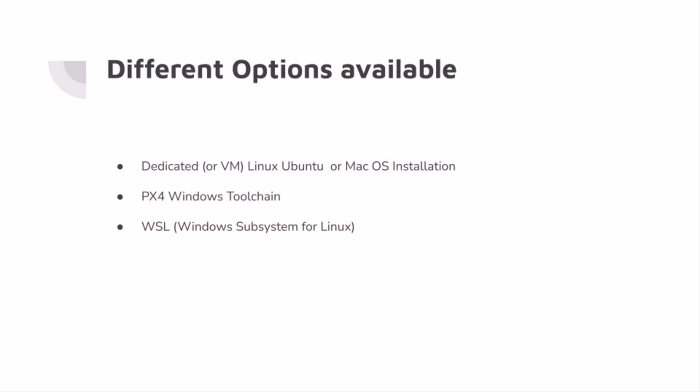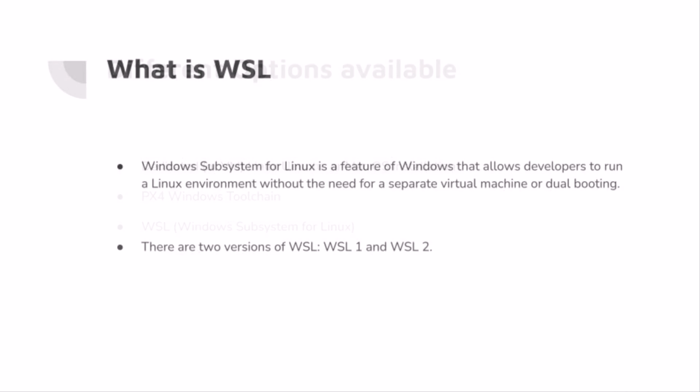But the most modern and newer method is WSL, Windows Subsystem for Linux. So what is WSL? Basically, WSL is a virtual environment or subsystem inside your Windows that is created natively by Microsoft. Windows Subsystem for Linux is an officially supported feature of Windows that allows developers to run a Linux environment without the need for a separate virtual machine or dual booting.